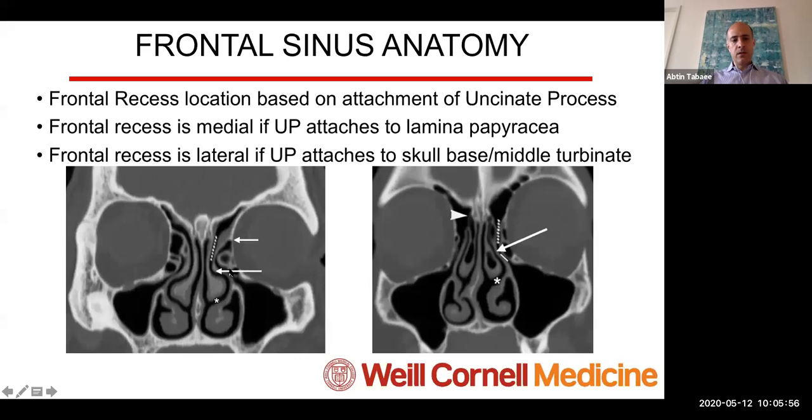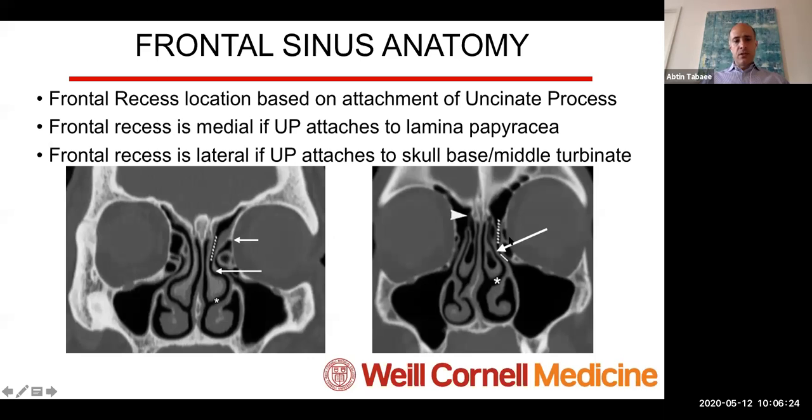In patients where the uncinate process superior attachment is on the lamina papyrica, the recess will be medial to this. It'll be between the middle turbinate and the uncinate process. In patients where the uncinate process connects superiorly to either the cribriform plate or another region of the skull base or the middle turbinate, then the recess will be lateral to it, between the lamina papyrica, or in this case, a Haller cell, and the uncinate process.